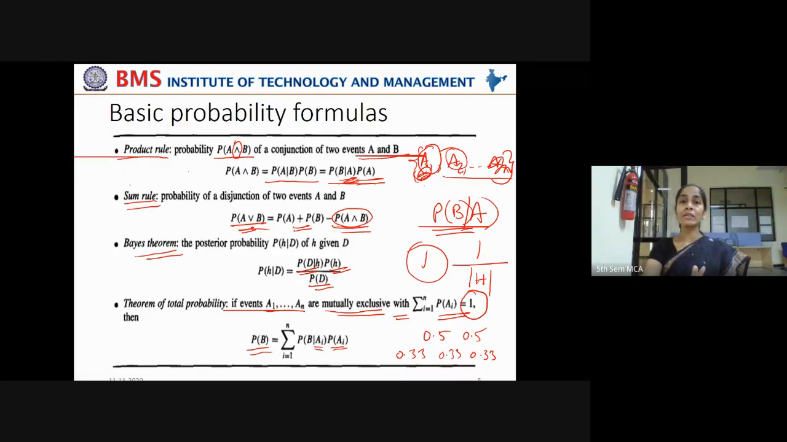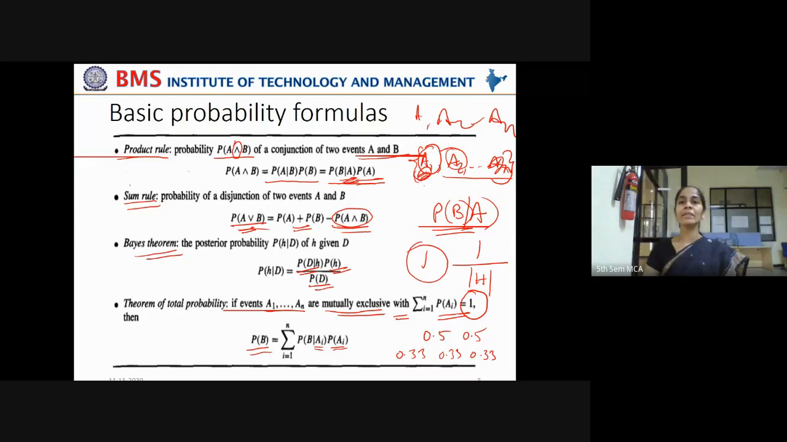But you don't know which event will occur until you perform the experiment. In that case, we say that you don't have any knowledge about the prior probability. You don't have any knowledge about which event will occur out of these n events, A1, A2, A3 and so on up to AN. You have n events, but you don't know which event would occur. But you know that if one event occurs, the other events don't occur.